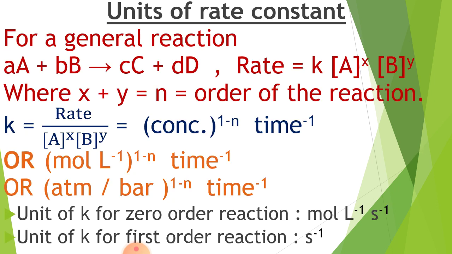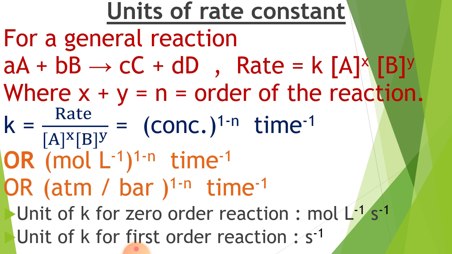Now you have to know how to calculate the unit of rate constant. So let us take a general example. For a general reaction, aA plus bB gives cC plus dD. Here small a, b, c, d are known as stoichiometric coefficients. Now we can write the rate like this: rate equal to K, A to the power X and B to the power Y.